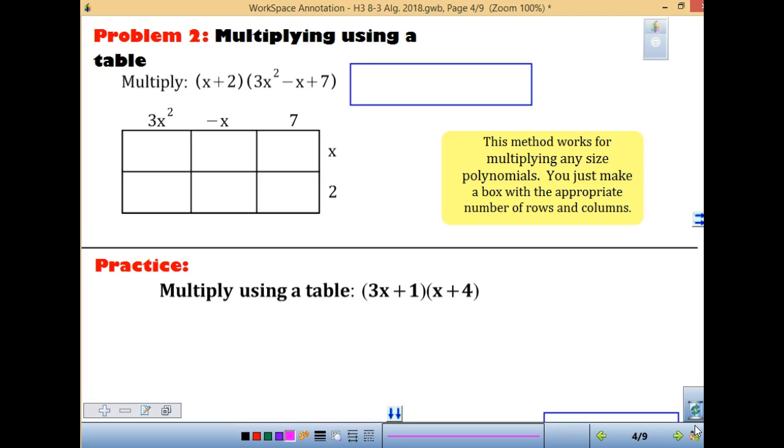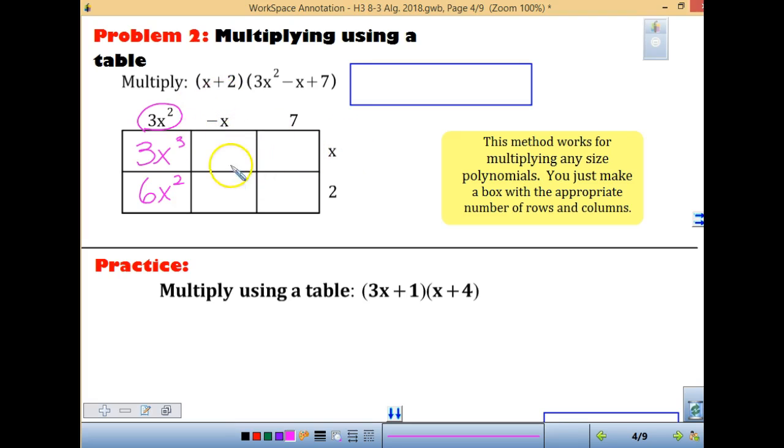Now, this might remind you of multiplying in elementary where you did that lattice multiplication. I am not a huge fan of that, but this for a lot of you will help you to organize. So notice, you're going to put x plus 2, so you're going to put this box, and then you're going to put 3x squared above the first box, minus x and plus 7. You are going to multiply each of these. So I'm taking 3x squared times x gives me 3x to the third. I'm going to take 3x now times the 2. 6x squared.